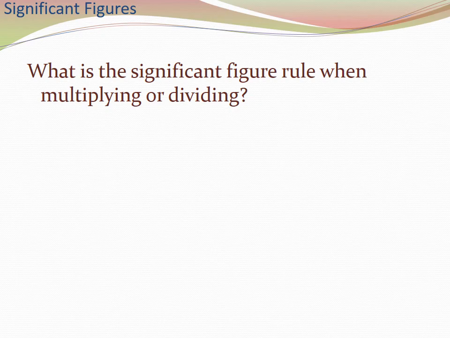What is the significant figure rule when multiplying and dividing? Well, if we remember, we take a look at the numbers being multiplied or the numbers being divided, and whichever has the fewest number of sig figs, that is how many significant figures will be in my answer.